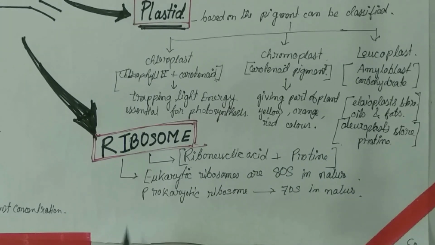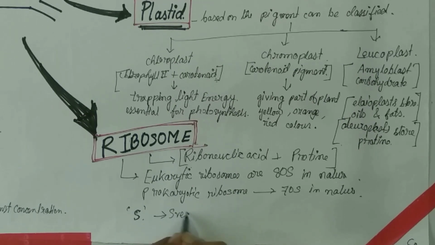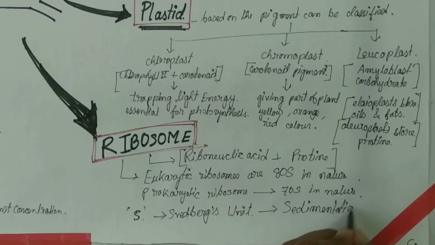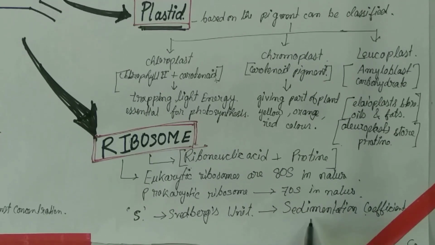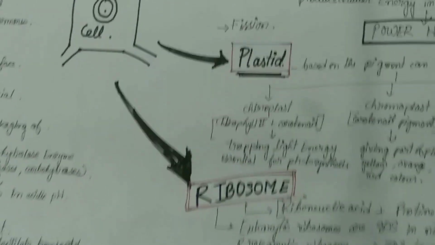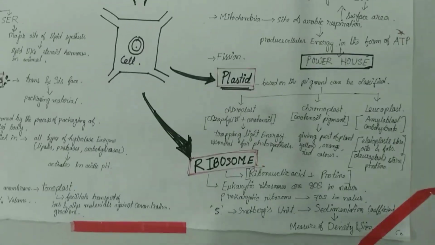Here, the letter S stands for the Svedberg unit, which is the sedimentation coefficient. This sedimentation coefficient is indirectly a measure of density and size. Here we have discussed the significant cell organelles in brief.